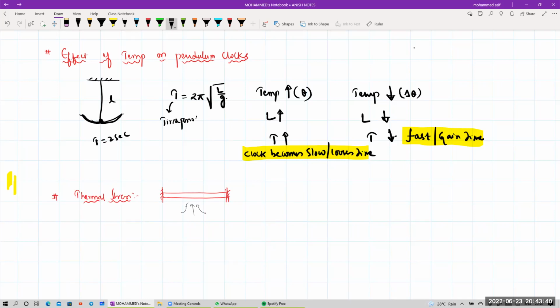But because it is fixed here, what happens? There will be a small bending you will be seeing like this. This bending in the rod because of this heat supply is called what? Thermal stress.